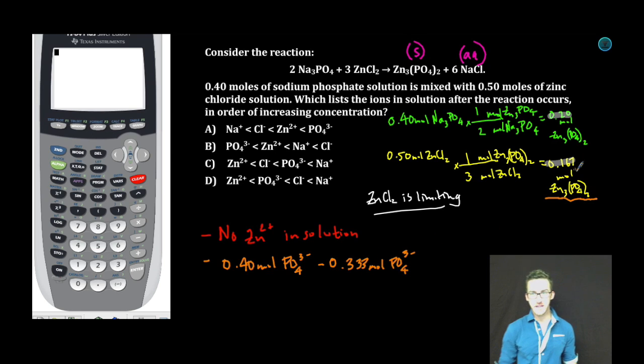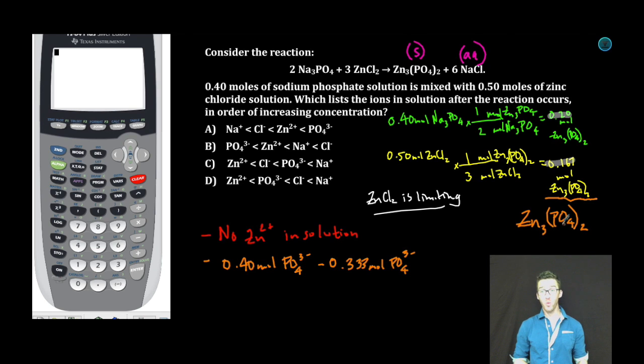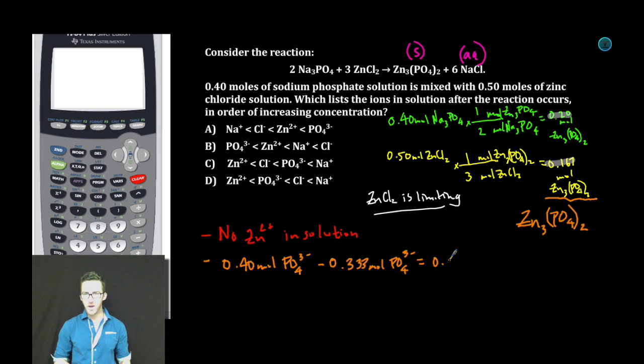Now, the reason why it's double is because of the formula. For every 1 mole of zinc phosphate, you get 2 moles of phosphate ion, which means that there will still be some phosphate ions floating around. Not a whole lot, only about 0.067 moles.